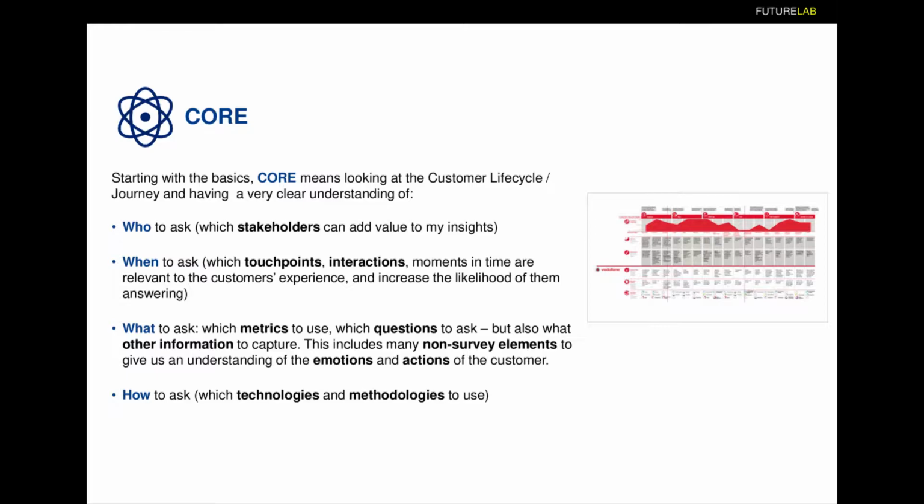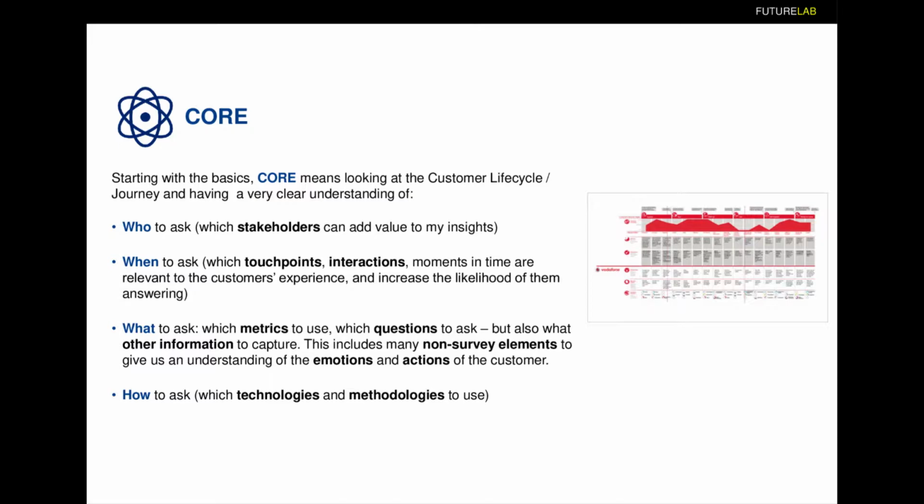Thirdly, we want to look into what do we need to ask? Which metrics do we need to use? But also, which questions do we need to ask to get to those correct metrics? And here we also come to a very important other point, of course. What other information do we want to capture?